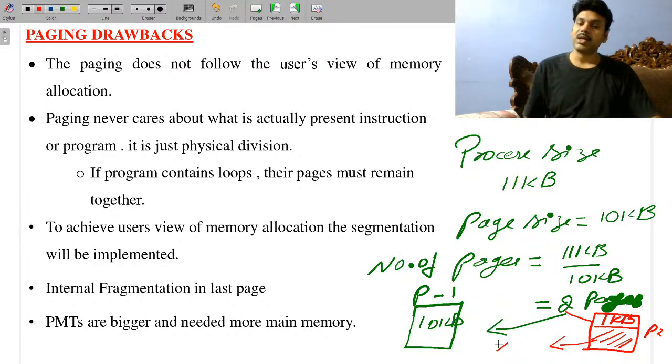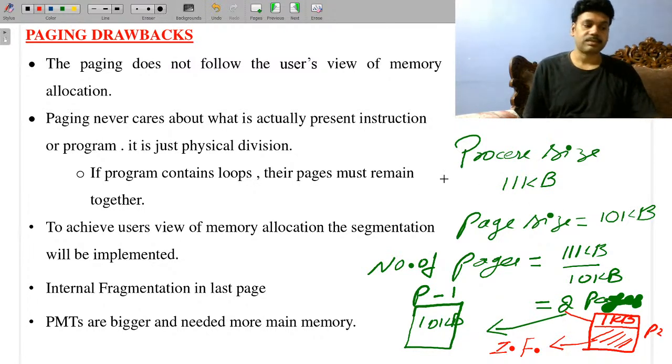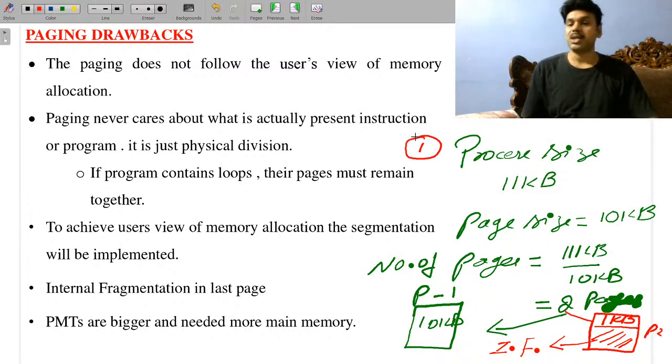Hence, we are calling it internal fragmentation, especially in the last page, where you are going to have some fractions. Now, this is one of the drawbacks. There may be a chance of internal fragmentation in the last page, and by default we assume that n by 2 wastage is going to happen, especially in the last page. That's why we assume there may be half a page of wastage in the last slot.